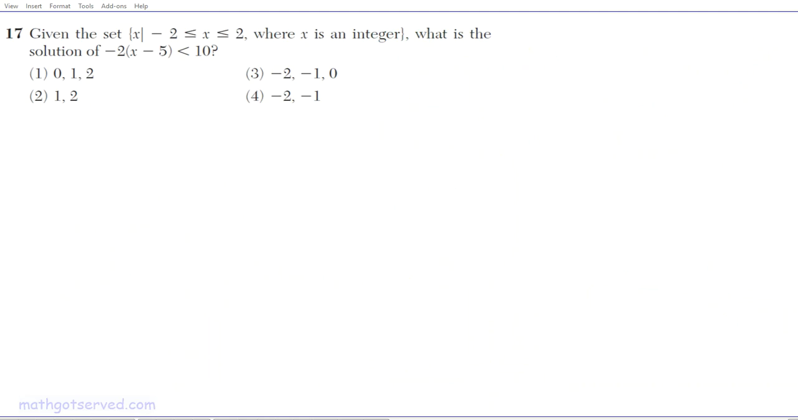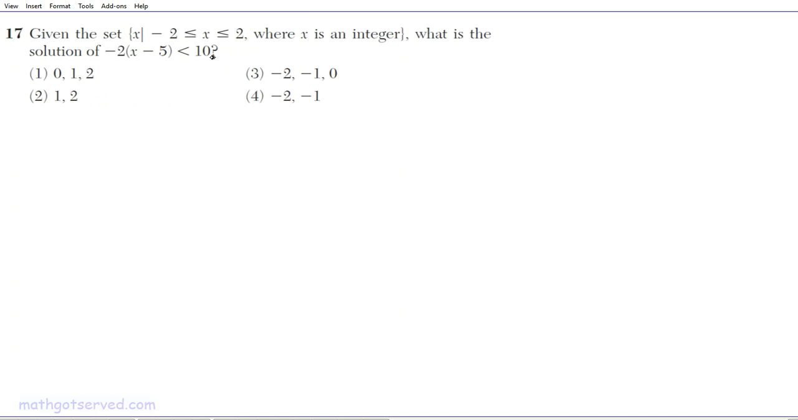Alright, let's take a look at question 17. It reads, given the set x such that x is between -2 and 2, where x is an integer, what is the solution of the inequality -2 times the quantity x minus 5 less than 10? Okay, so what we are doing here is we're looking for a set of solutions that satisfies two conditions. First of all, it has to satisfy this inequality, and then it has to satisfy this set of integers right here.